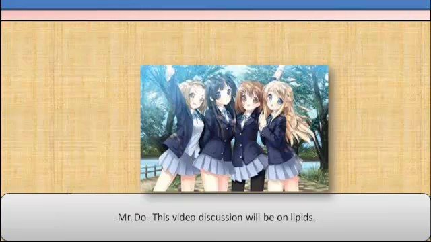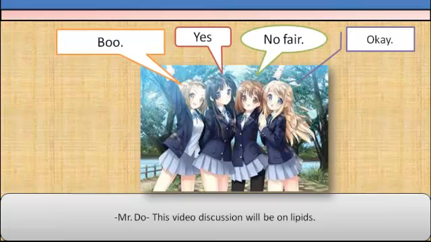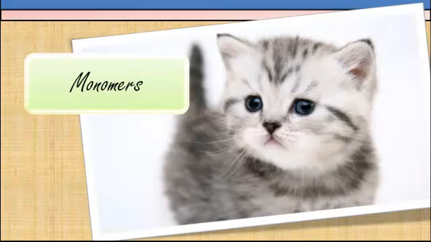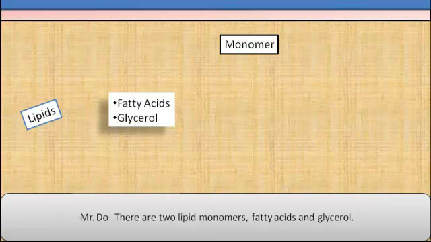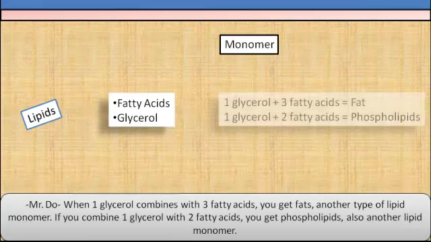This video discussion will be on lipids. There are two lipid monomers, fatty acids and glycerol. When one glycerol combines with three fatty acids, you get fats, another type of lipid monomer. If you combine one glycerol with two fatty acids, you get phospholipid, also another lipid monomer.